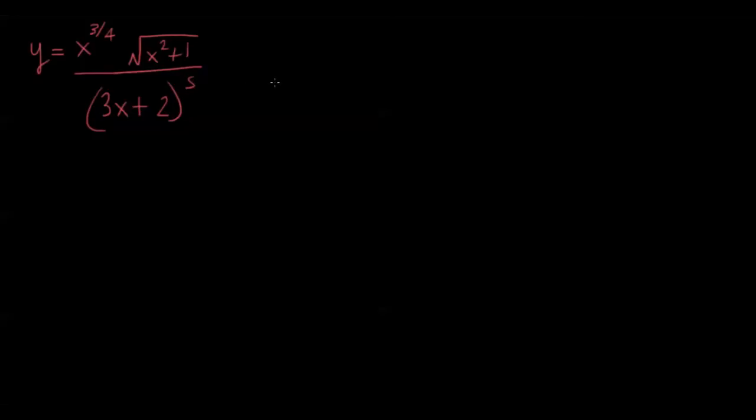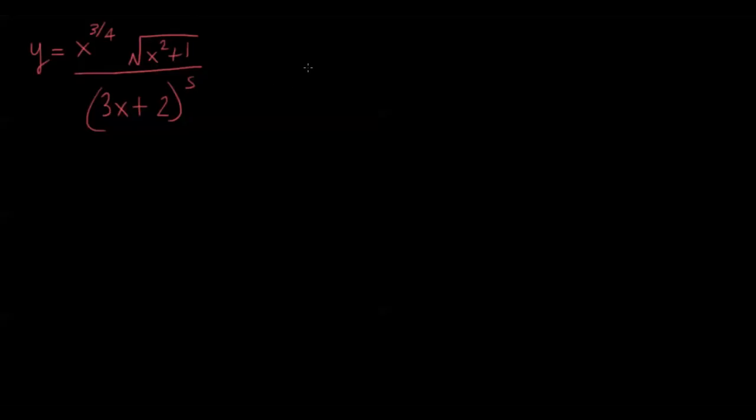And let's try a different type. If we have y is equal to, actually I need more space for this. If we have y is equal to x to the 3/4 power times the square root of x squared plus 1 divided by 3x plus 2 to the 5th power, what can we do to take the derivative of this?